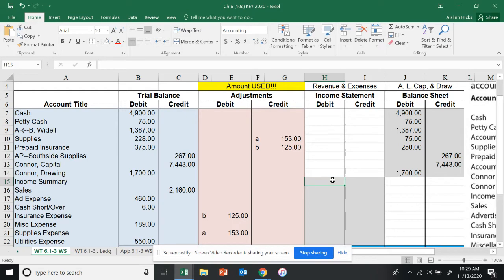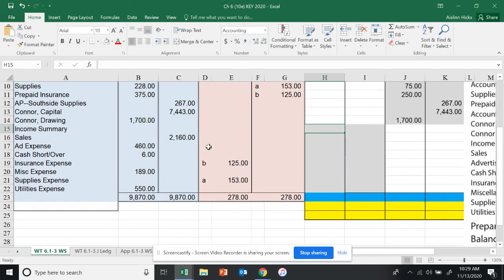So here I am on the income statement now. Income statement is going to be our revenue and our expenses. There's nothing to pull over from income summary. That's normal. Sales are a credit. So let's put them right there. Equals, click, boom.